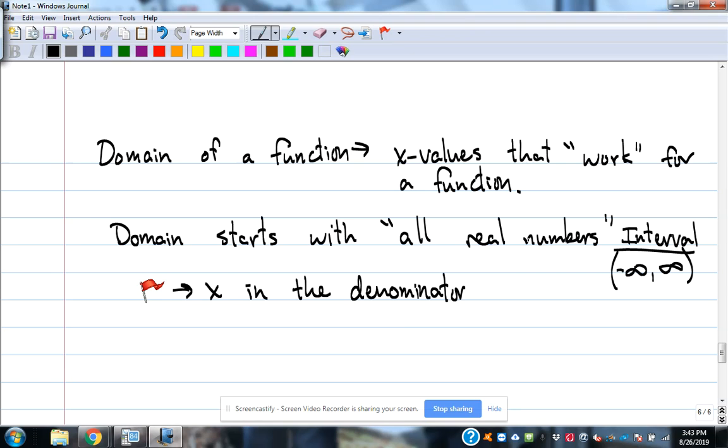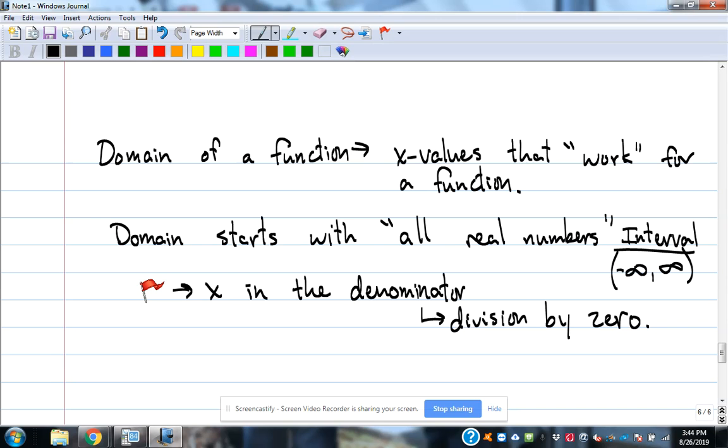If there's an X in the denominator, what that could be as a problem is you could end up with division by 0. That's why it's a red flag. The only number in the world we can't divide by is a 0. We can divide by negative numbers. We can divide by decimals. We can divide by square roots and all those things, but we cannot divide by 0.